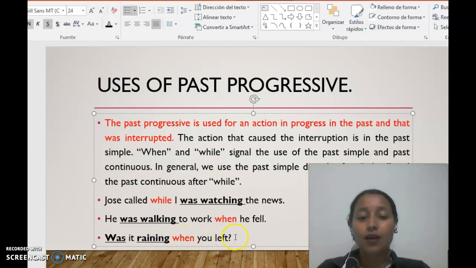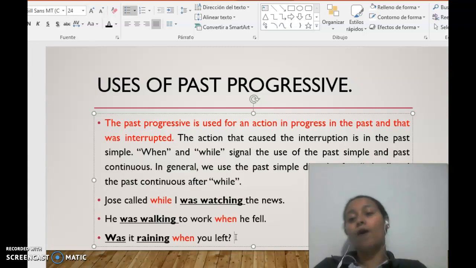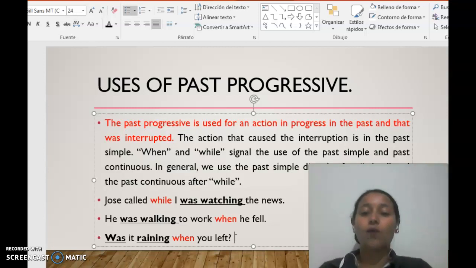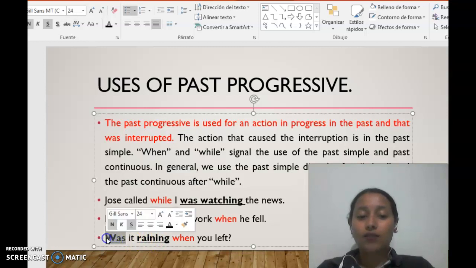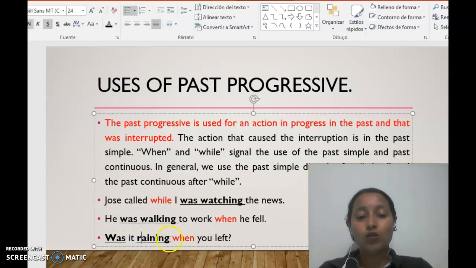And the final example is, was it raining when you left? And also there are two actions, one that is interrupting the first. And here we are using the past of the verb to be for the subject it, and also, as in the other sentences, we are using the ing form.